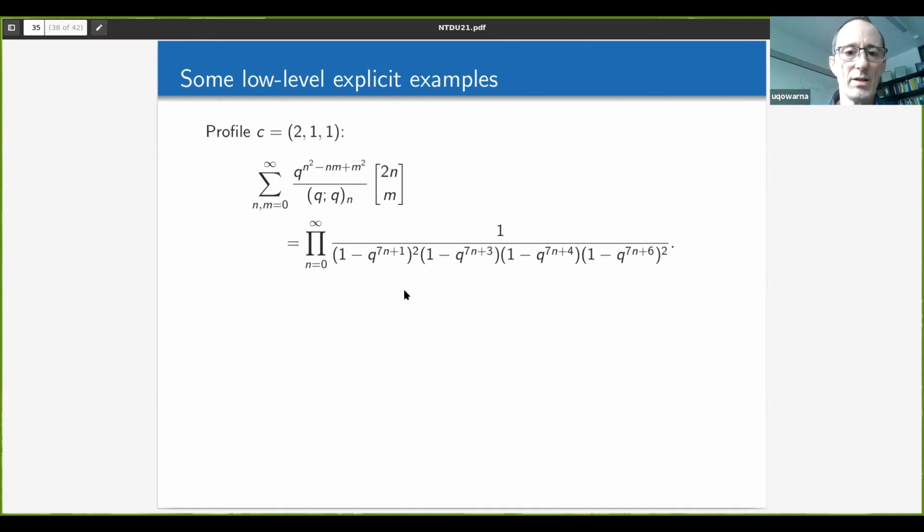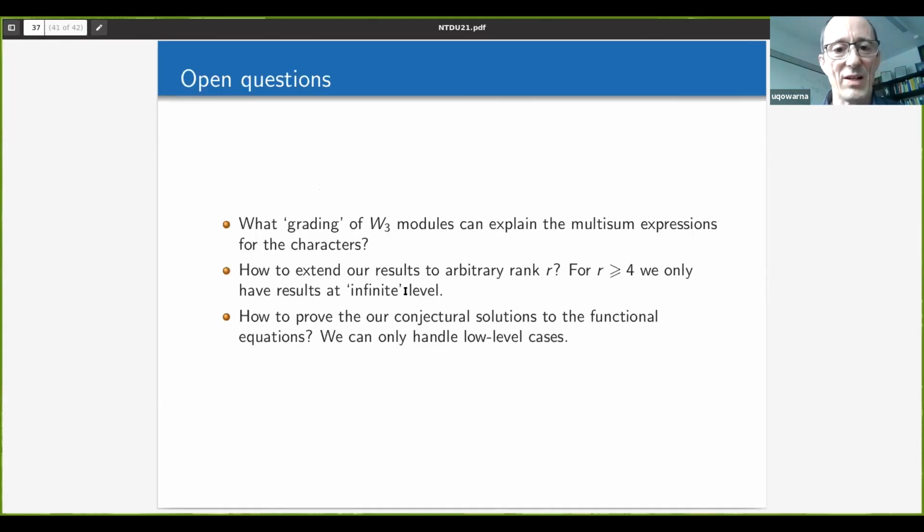All right, so where does that leave us? Well, that leaves us with many questions. So first of all, these Eulerian sums, what do they really tell us about these modules for these W algebras? So we need an explanation.